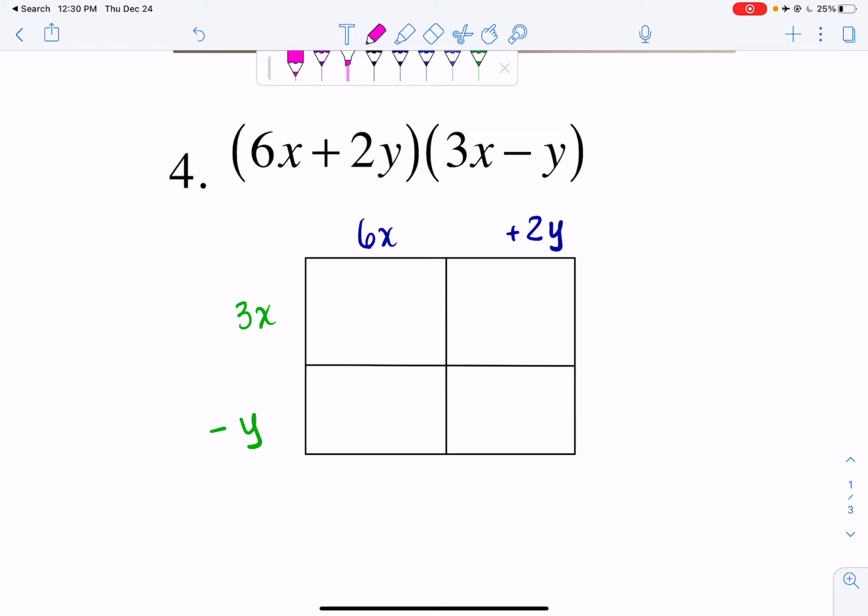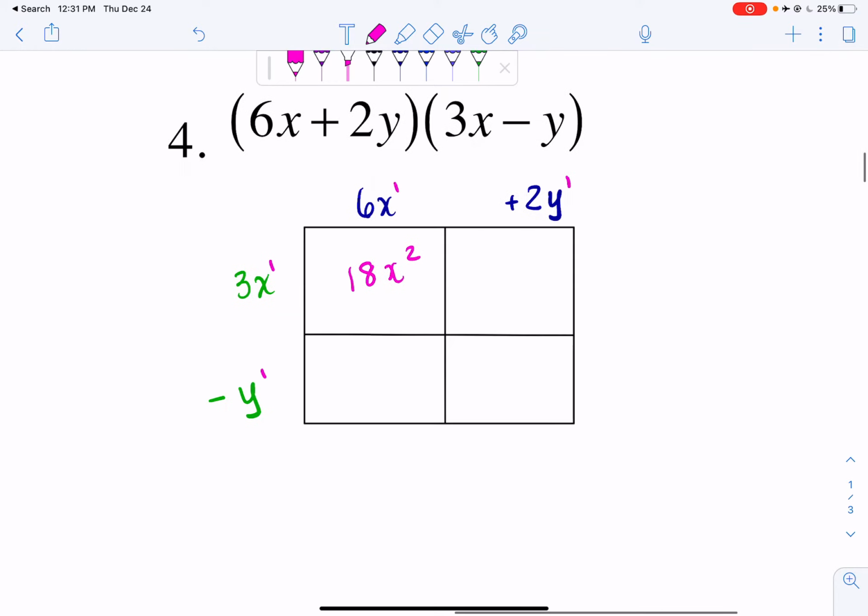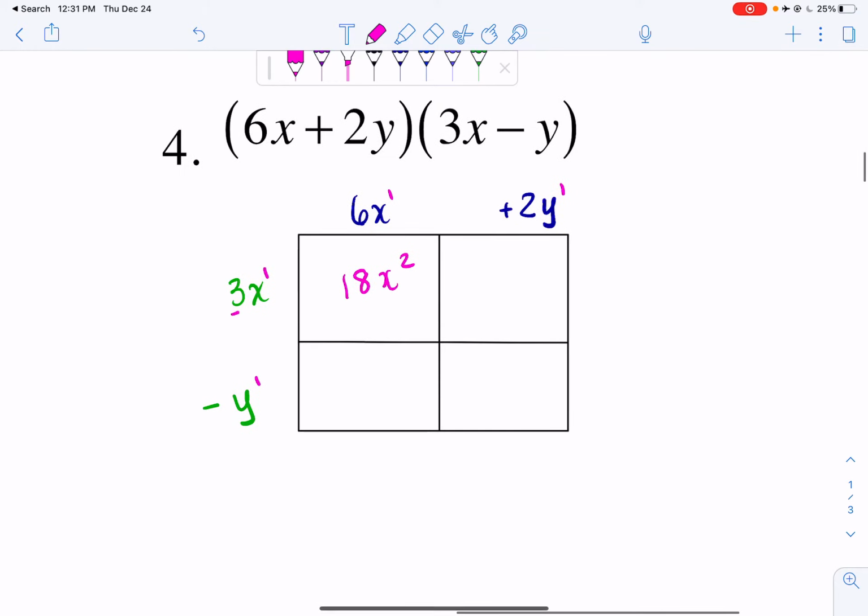Now remember, this is really an x to the first, an x to the first, a y to the first, and a y to the first. 3x times 6x, sorry, not 12x squared, 18x squared, because 3 times 6 is 18. 3x times 2y, well, you just have to ask yourself, what's 3 times 2? It's a 6. And then I just get xy.